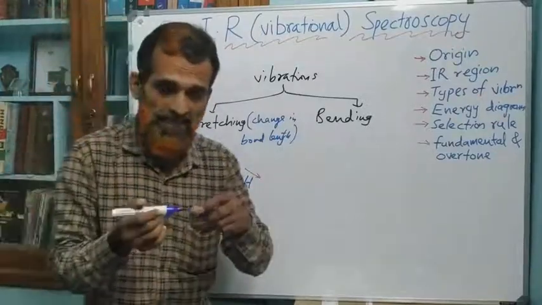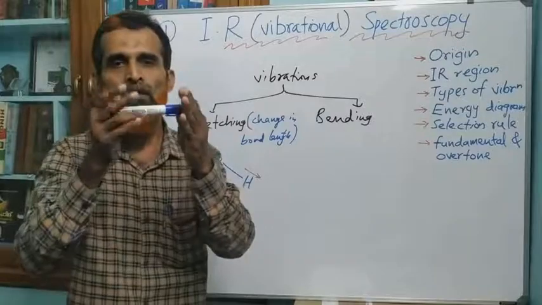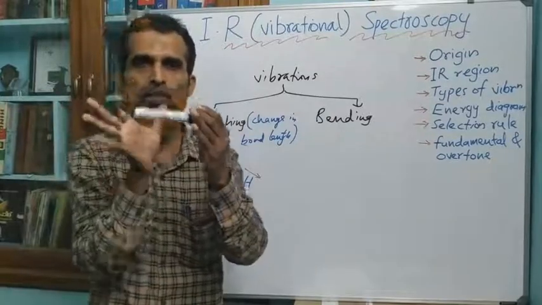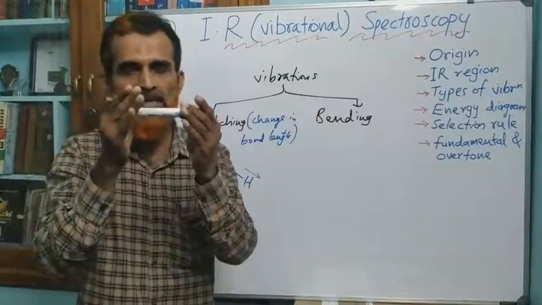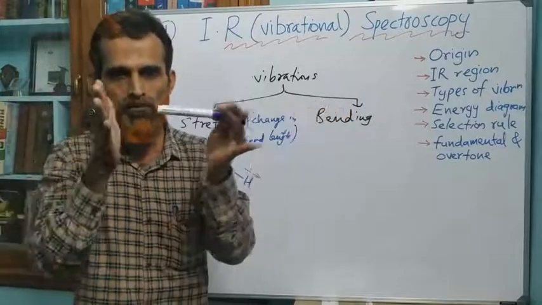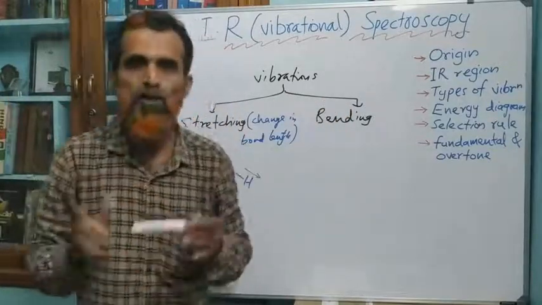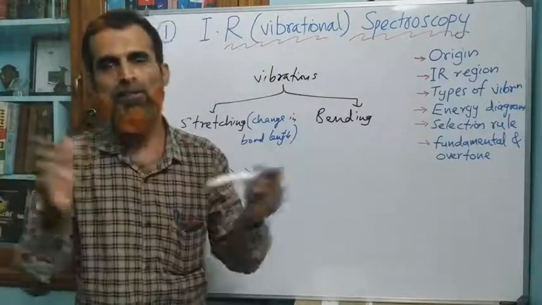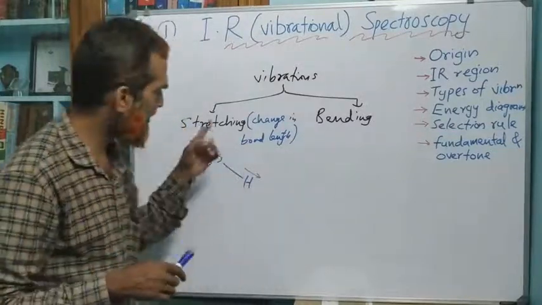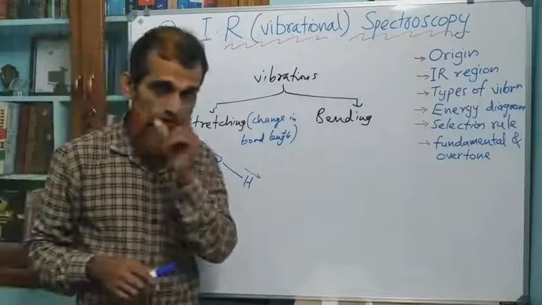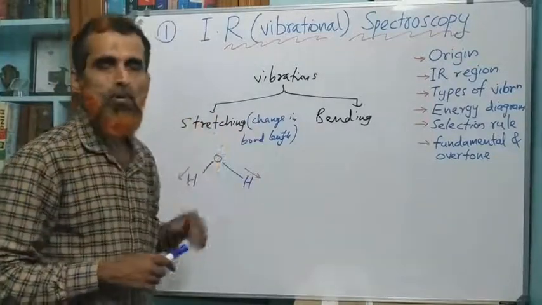As I said earlier, in HCl also, there is an equilibrium bond length from which it keeps on increasing, come back to mean position, decreases, come back to mean position. There is one cycle of vibration. So this kind of movement is stretching vibration. So stretching vibration is the one in which there is change in bond length.